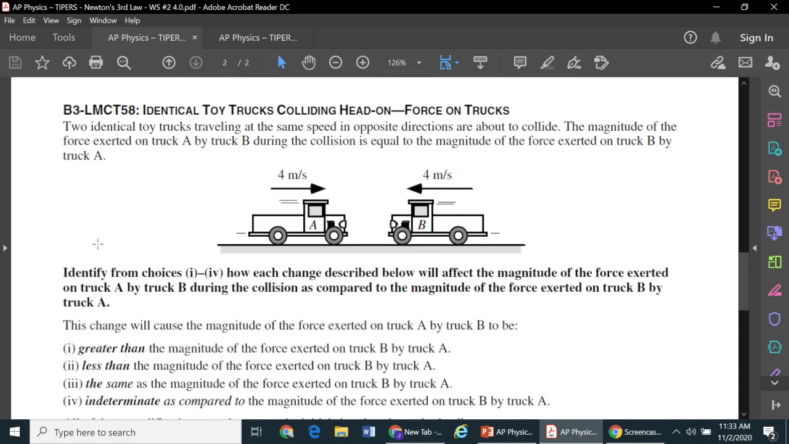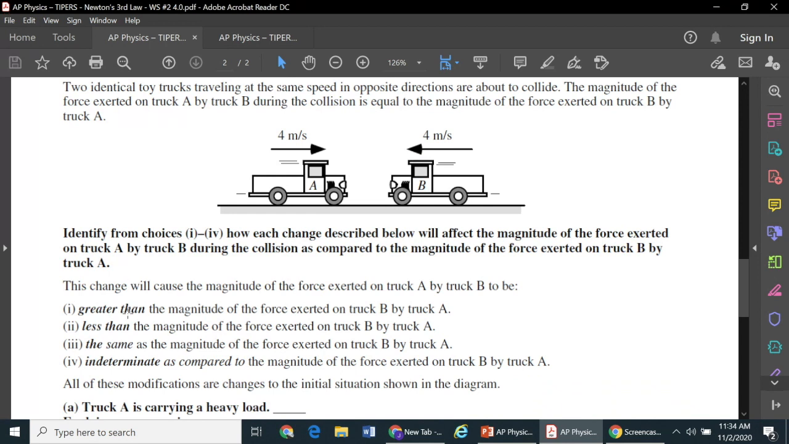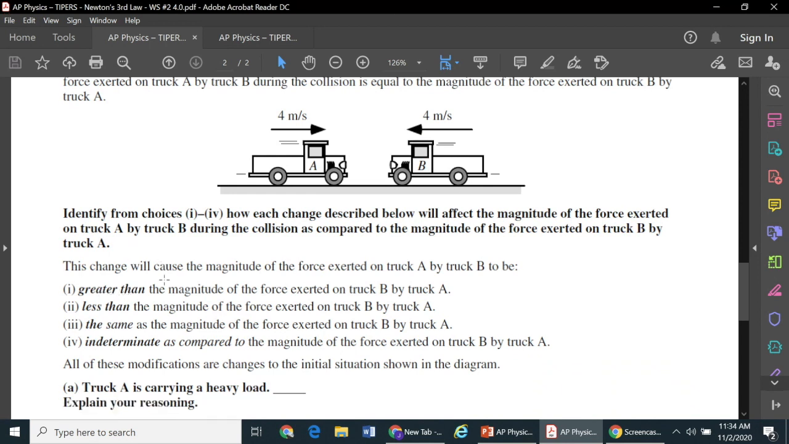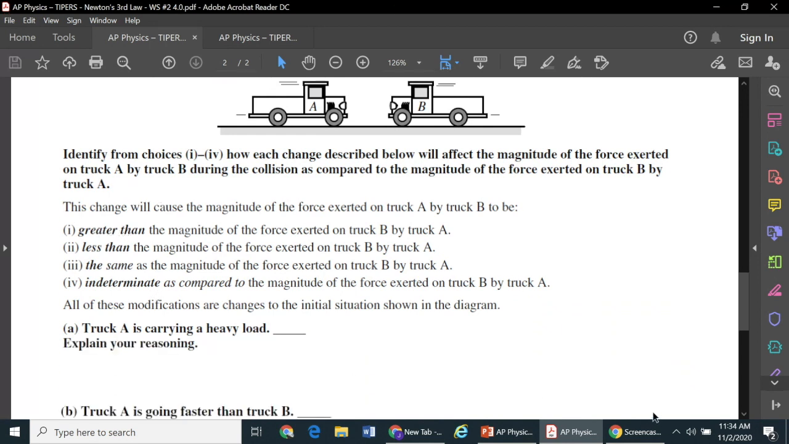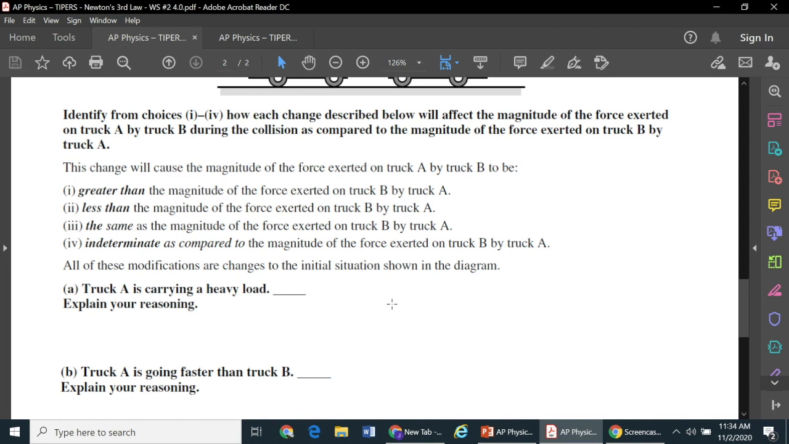And the choices are, this change will cause the magnitude of the force exerted on truck A by truck B to be greater than the magnitude of the force from B on A, less than the magnitude of the force from B on A, the same as the magnitude of the force from B on A, or indeterminate as compared to the force on truck B by truck A. So it says here all these modifications and changes are changes to the initial situation shown in the diagram. It says here for A, the truck is carrying a heavy load.